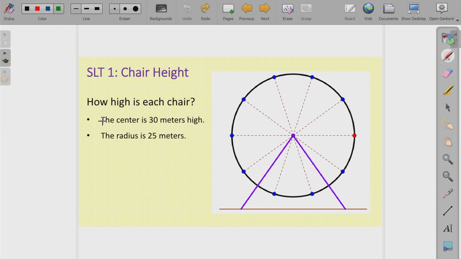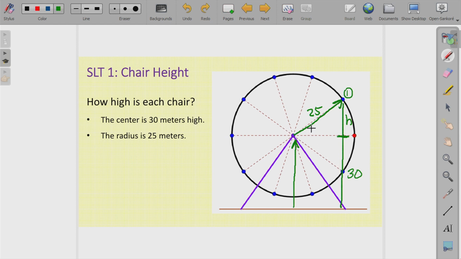They're presented with the information that the center of the wheel is 30 meters high, as well as the fact that the radius of the wheel is 25 meters. So as an example of how students might reason about this, to determine the height of this first chair right here, we can infer that if the center is 30 meters up, we just need to describe this additional height right here.